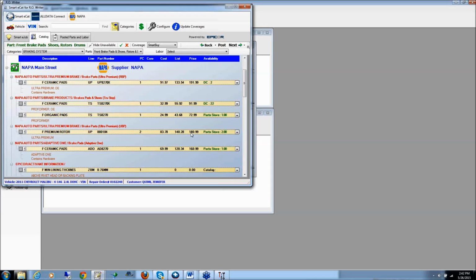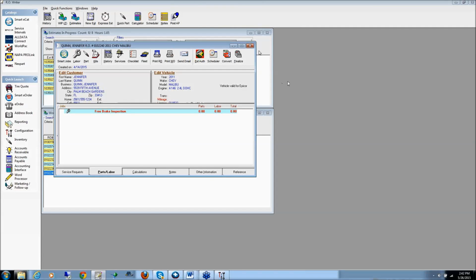As we use just the category search and/or the search functionality of SmartyCat, that's when you'll get that message box asking which job we're going to use, so that I know exactly which one we should use to price this. So I'm going to hit the X in the upper right-hand corner to close back out of there. I've got my friend Jennifer here with her 2011 Chevy Malibu.